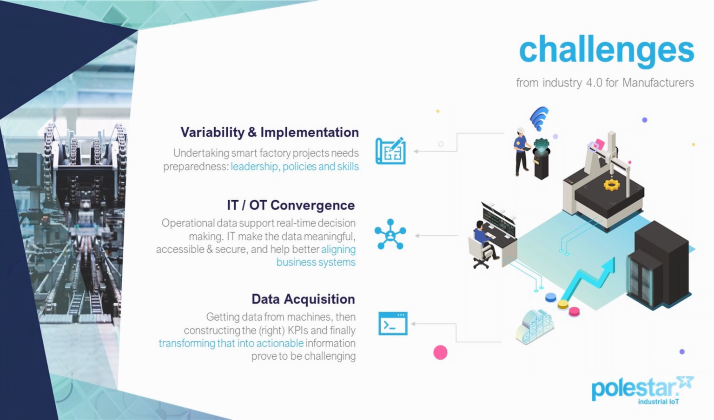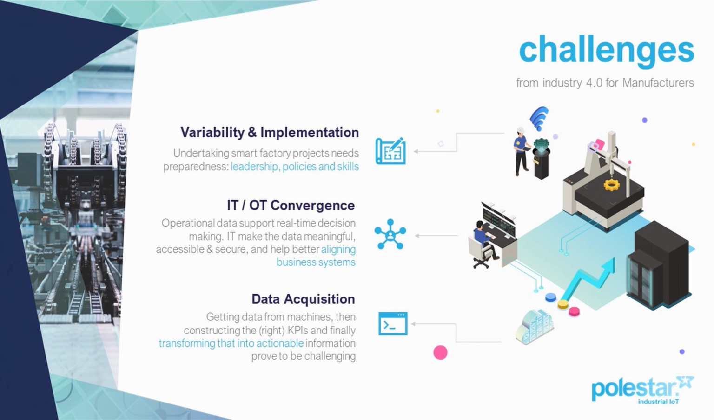So it's important when undertaking smart factory projects to prepare the business with the right leadership, policies, and set of skills beforehand. Second, historically, IT and OT departments within manufacturing companies have functioned mostly independently. Operations kept the plant running smoothly, and IT managed business applications from the front office. For implementing an Industry 4 project, it's important that both teams communicate and align with each other.